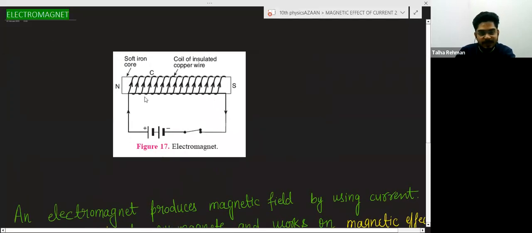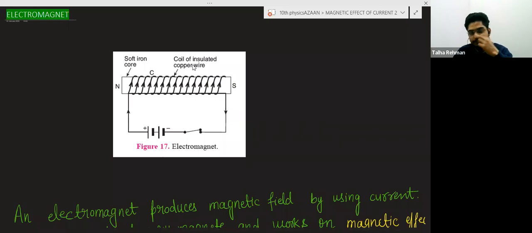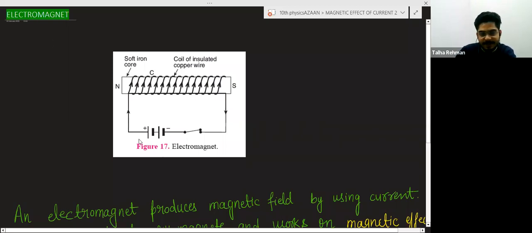Basically this is the electromagnet, and this is a wire. This is a conductor. This conductor is wound on this soft iron core, basically a cylindrical rod of soft iron. On this the wire is wound like this, and that wire will be of copper, because copper has the maximum conductivity. And this wire is connected with a battery, and here is a switch.